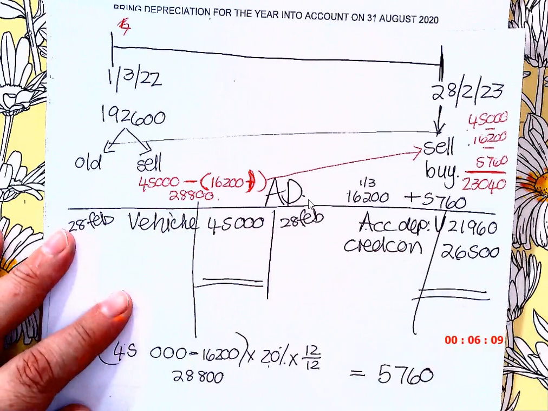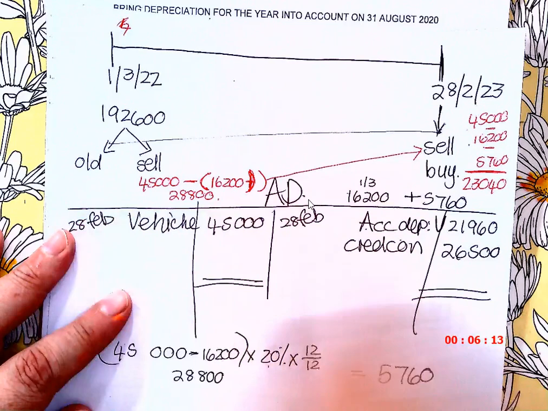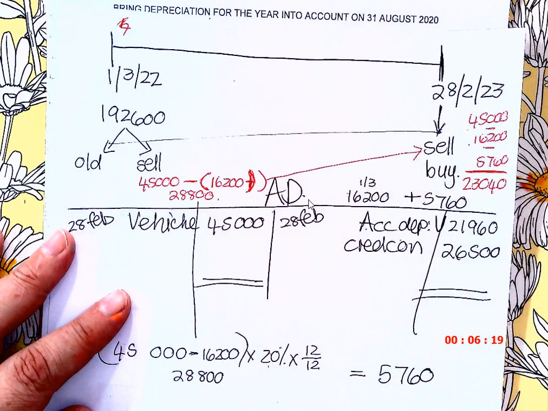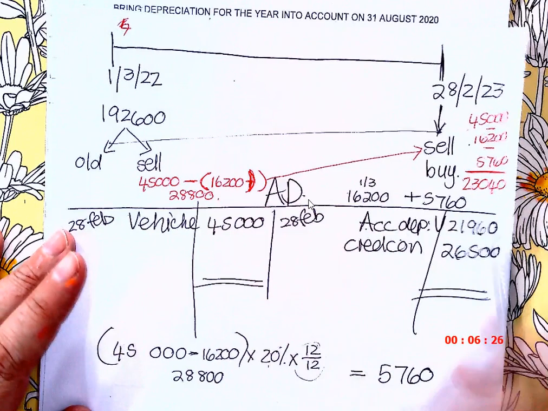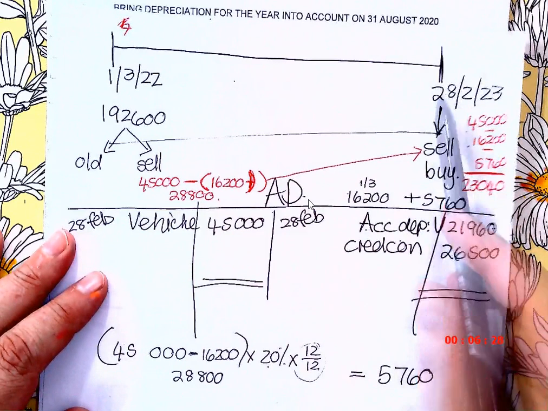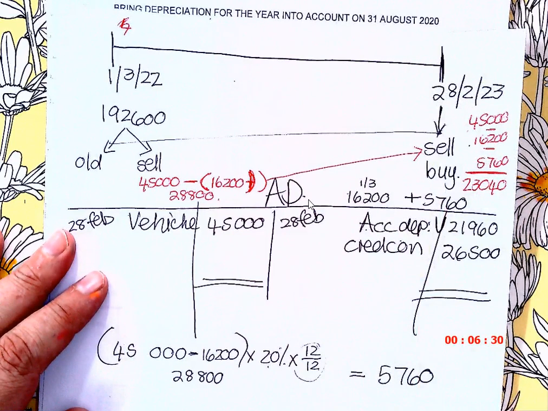Yeah, it would maybe be 3 months or 7 months. It's because this one is sold at the end of the year that it's the whole year. But most of the time you'll sell it during the year, so then you will say times 7 over 12, times 5 over 12. It's just this time it's 12 over 12 because it's the whole year. You guys with me?